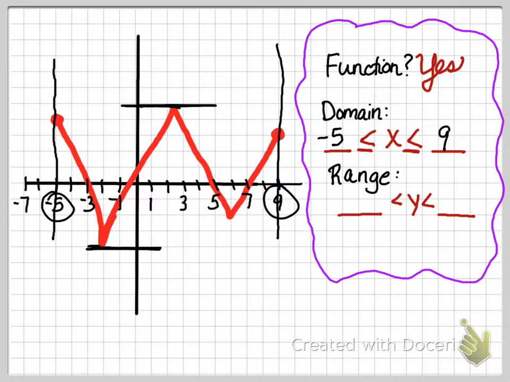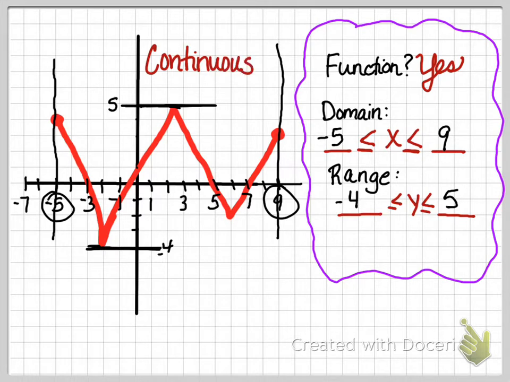So how tall does it get? Well, 1, 2, 3, 4, all the way up to 5. And 1, 2, 3, 4, all the way down to -4. Which one's smaller, -4 or 5? -4 up to 5. Do I physically equal them? Yeah, I go right through those points, so I need to put my equal sign. And I said it before, this would be a continuous function. All right, what questions do you have on that one?